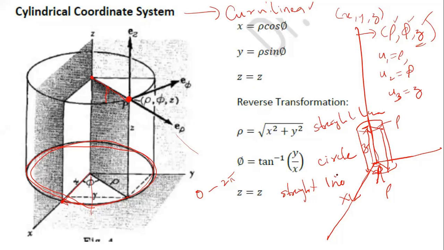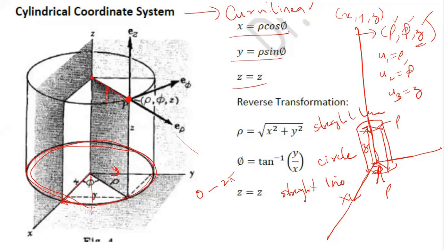Now, what are the transformation relations with the Cartesian system? From this figure itself, you can see that x is rho cos phi. This would be your y here, this is your phi. Y will be rho sine phi. Z is simply z, and you can have a reverse transformation.